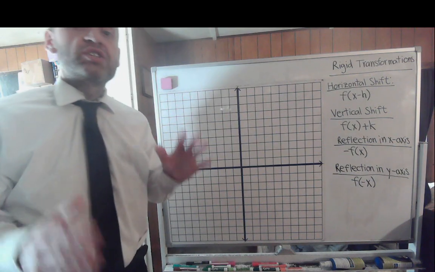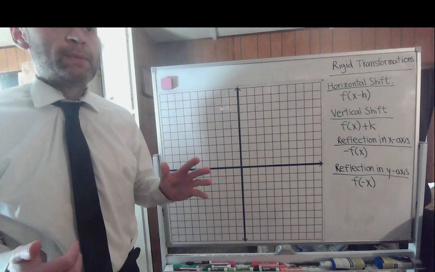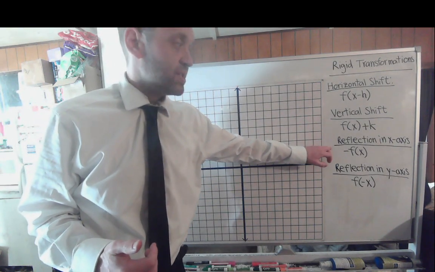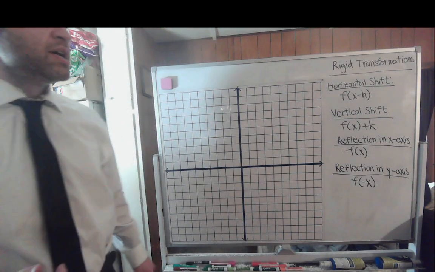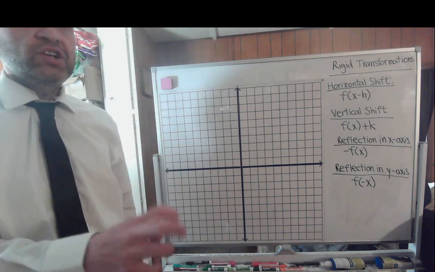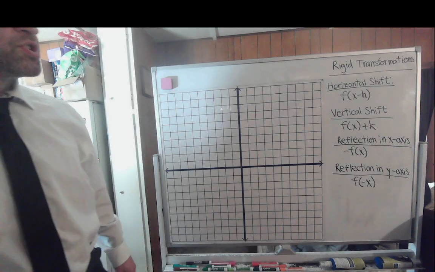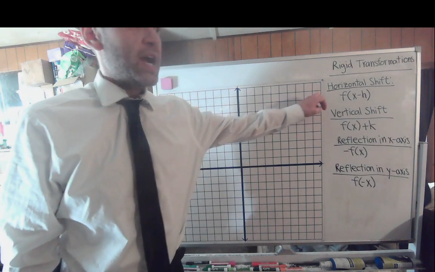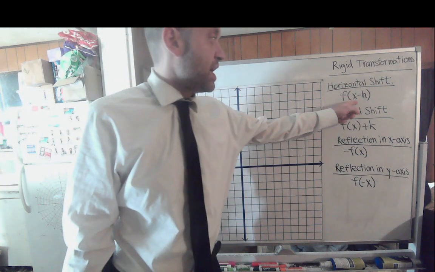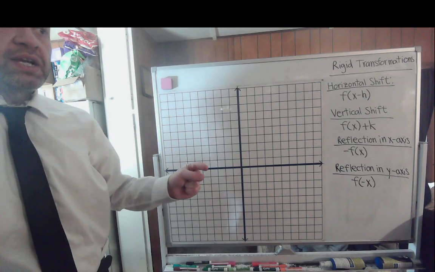Rigid transformations are those that don't involve changing the size of the graph of the function. So for example, horizontal shifts, vertical shifts, or reflections in either the x or the y-axis do not change the size of the graph of the function. It may change the location of some of the points, but it doesn't change the overall size. So for a horizontal shift of a graph, you have f of x minus h, which if you set that x minus h equal to 0, that'll tell you how many units right or left you're shifting the graph.